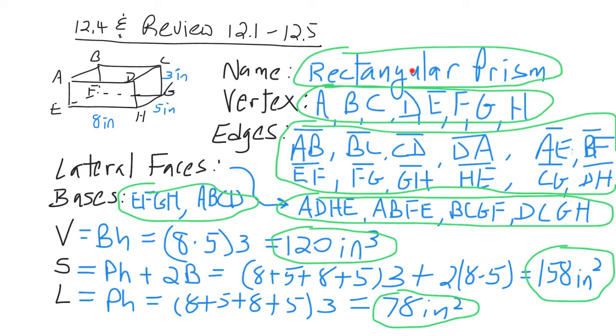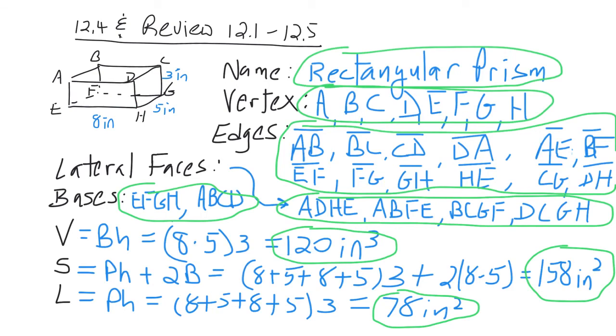It's called a rectangular prism. It's a prism because it has congruent shapes on the top and the bottom, and all straight lines. The vertex points are just these points, A, B, C, D, E, F, G, H, single capital letters with commas in between them.